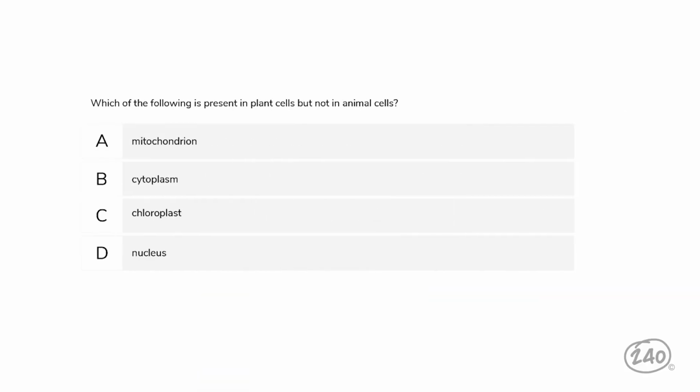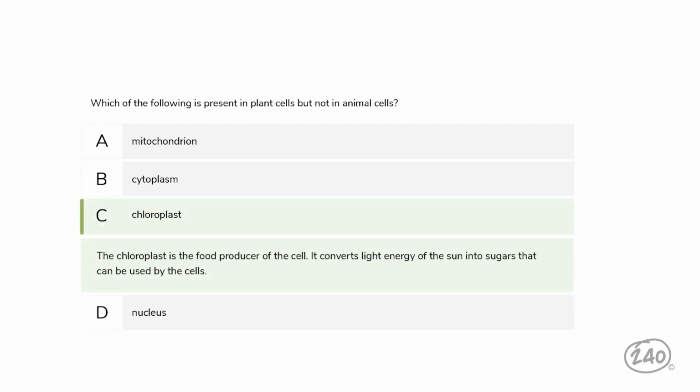What about those tricky structure and function questions? What do those look like? Which of the following is present in plant cells, but not in animal cells? Animal cells have mitochondria, cytoplasm, and a nucleus. But only plant cells have chloroplasts. The chloroplast is the food producer of the cell. It converts light energy of the sun into sugars that can be used by the cells.